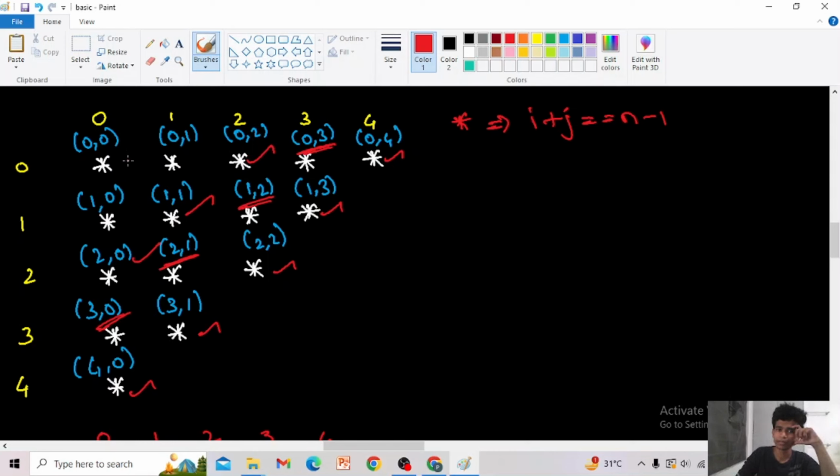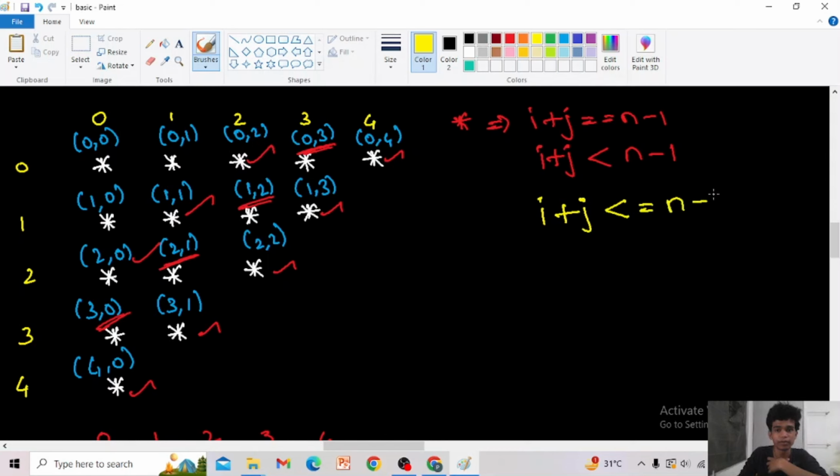So I can say when i plus j is less than n minus 1, I want to print star. Fine. So this is my observation. So combining both, I can say whenever i plus j is less than or equal to n minus 1, what should I do? I should print star.